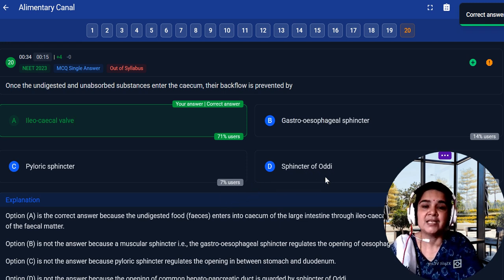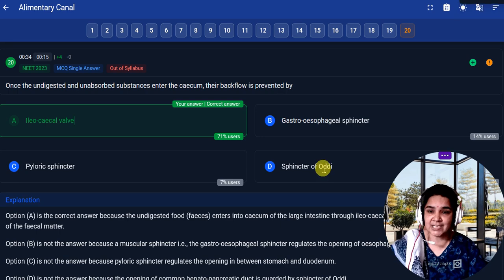Okay. So, these are some of the MCQs of the digestive system, that is, the alimentary canal of the digestive system.